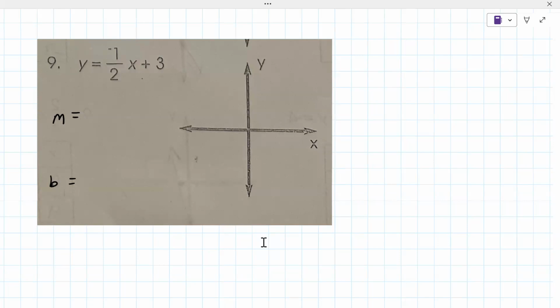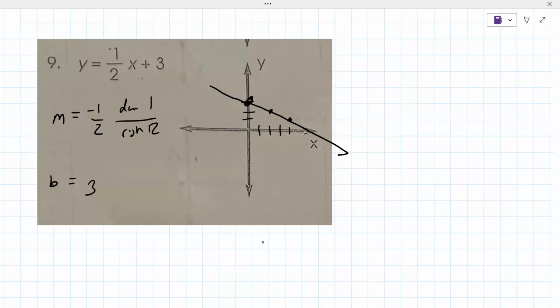Any questions on this? Okay, so you start at 3, so you should have a dot somewhere like that. And then you're going down 1 because it's negative, but right 2. You're always going to the right. So down 1, right 2, down 1, right 2.